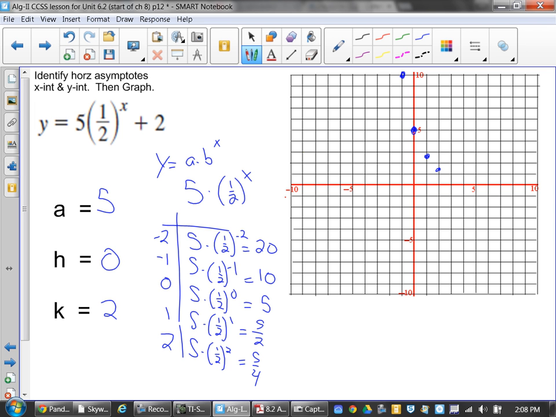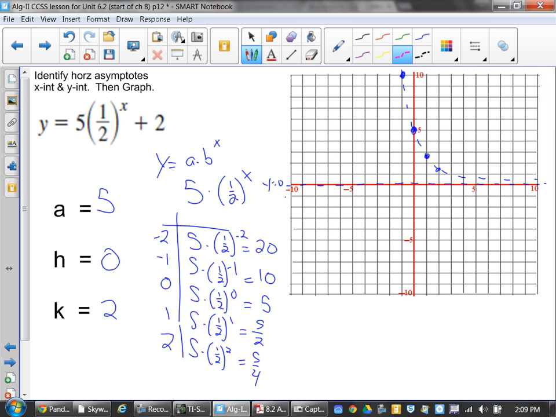Where's your asymptote for your parent function? Zero. My asymptote is at y equals 0, and I just make a dotted line, and I go that way.